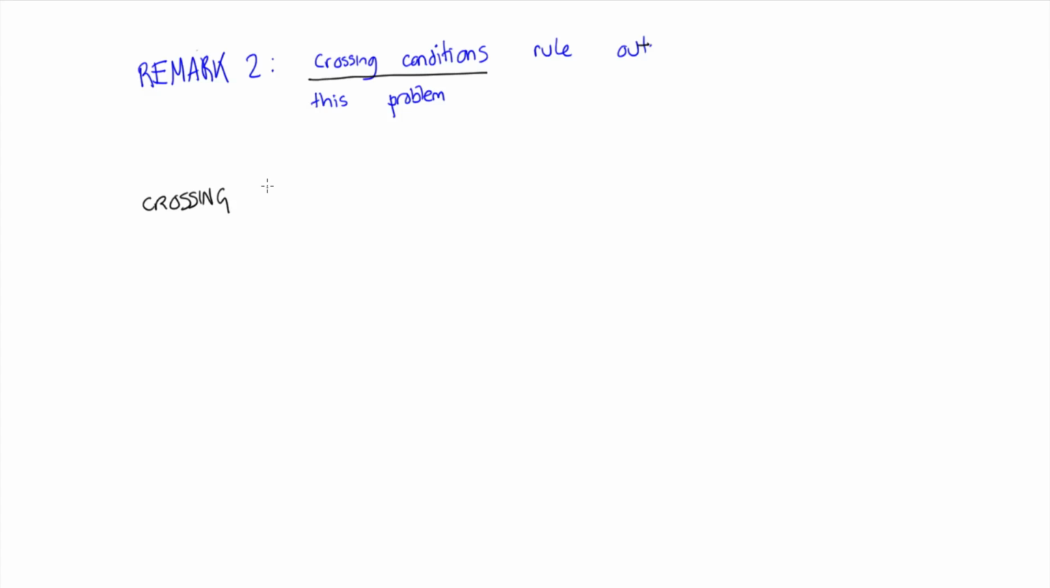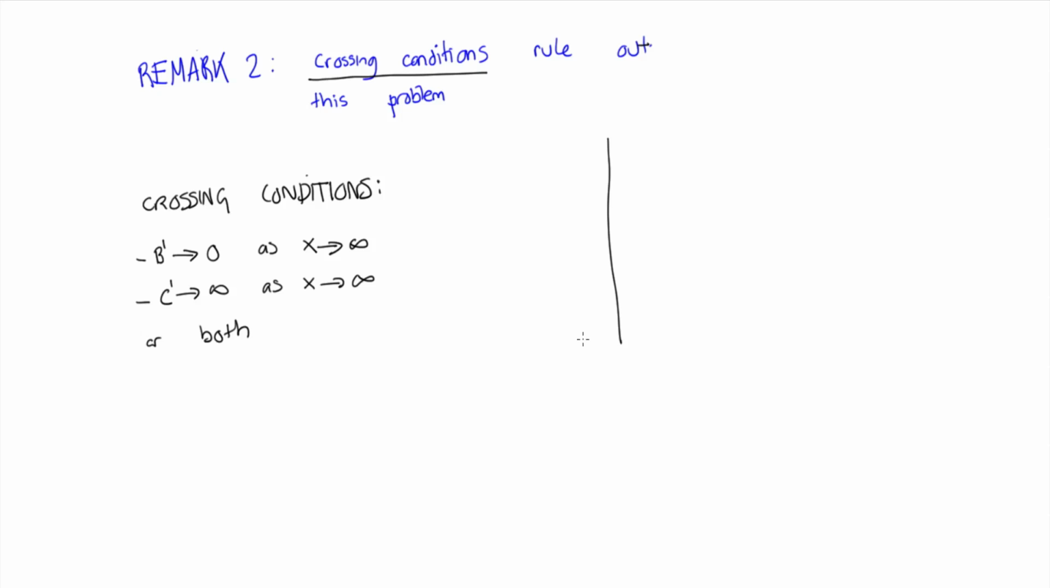And remember, we are looking at a problem with this economic benefit minus cost structure. So it has to be that either the marginal benefit goes to 0 as x goes to infinity, or the marginal cost goes to infinity as x goes to infinity, or both. Now, let's see what this means in a graph and why it's helpful.